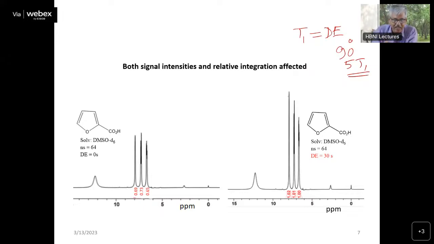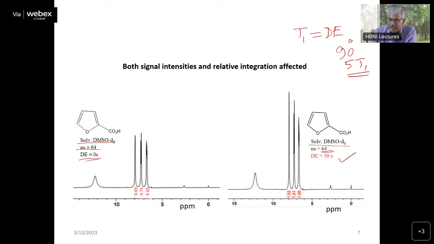Okay, now here I have shown a case. This is furoic acid, say furan-2-carboxylic acid. If you see this spectrum, it is recorded using a total number of 64 scans. Both samples are dissolved in DMA, which acts as a solvent. Under the exact same conditions they are recorded, but in one case the delay between two pulses is 30 seconds, whereas in this case the delay is 0.